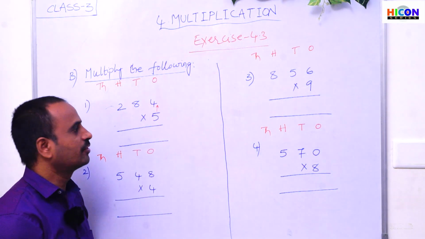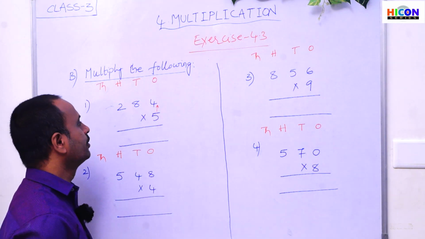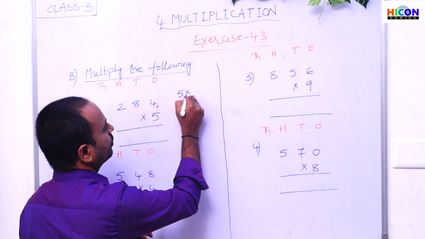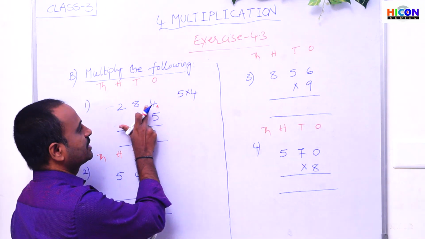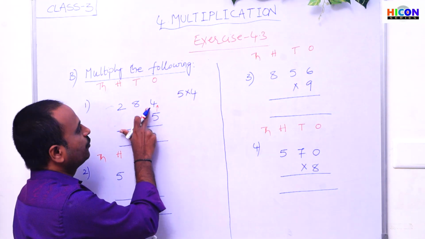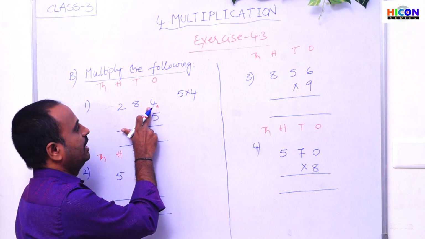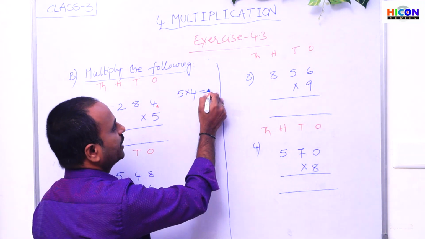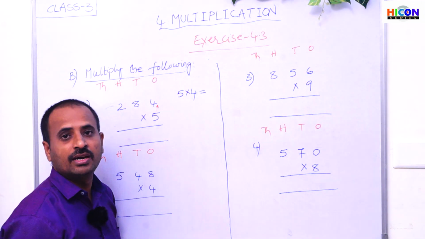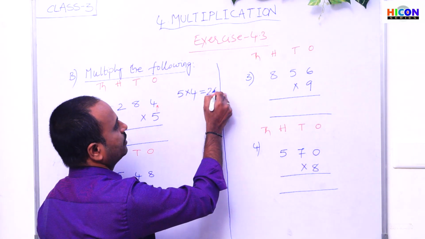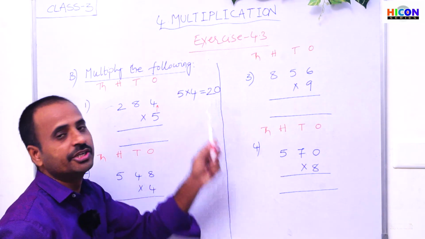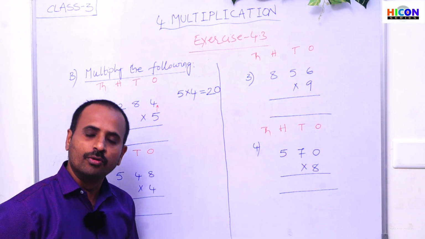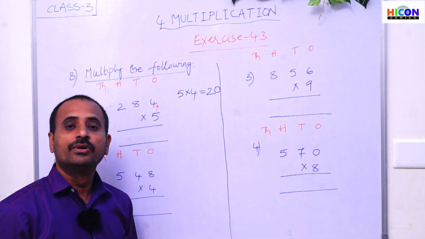Multiply 4 with 5, that is 5 into 4. Children, how much does it become? 5 fours are 20, and it is a 2-digit number. If a product is a 2-digit number, then we have to do grouping. That means we have to do carrying.